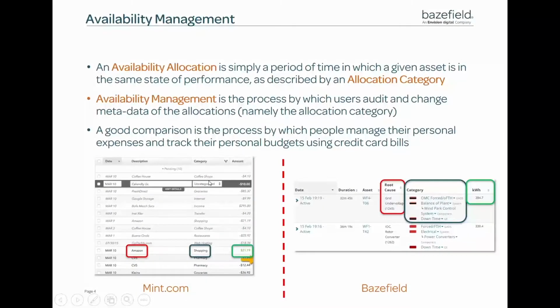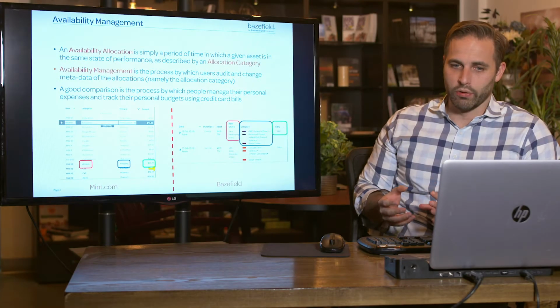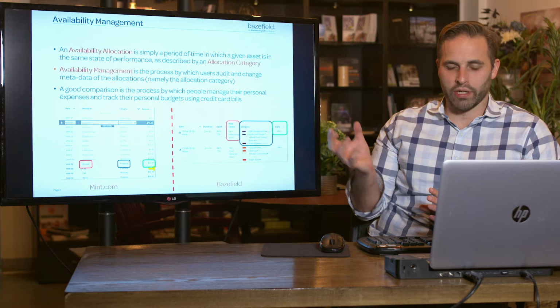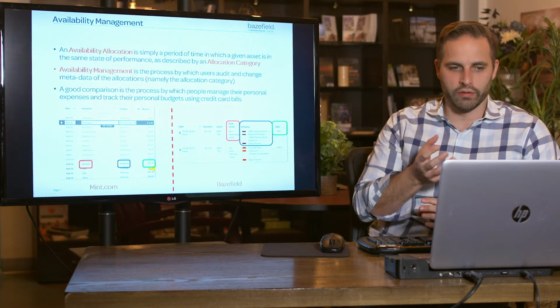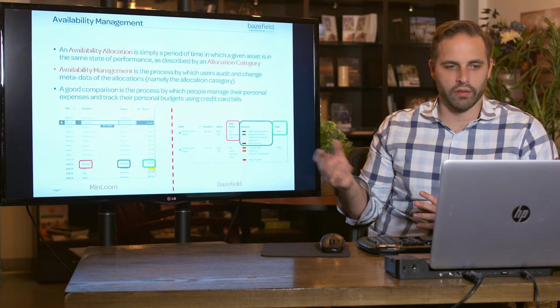Just some definitions first. We're going to say these words a lot, so I think it's important to let you know what I mean. We're going to use the word availability allocation a lot. An allocation is an event, and it's really just a period of time from T0 to T1 in which a given asset is in the same state of performance as described by an allocation category. The category describes metadata, or the type of outage it is, more or less. Or it doesn't have to be an outage, it could be anything.